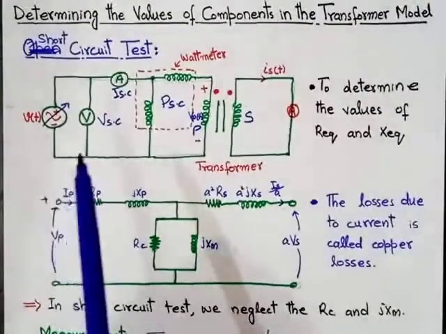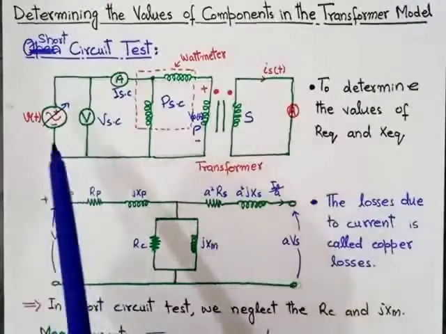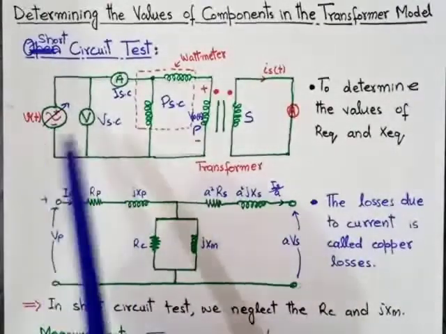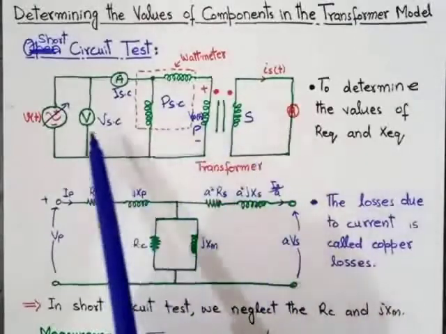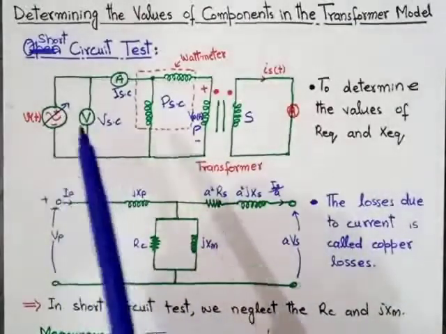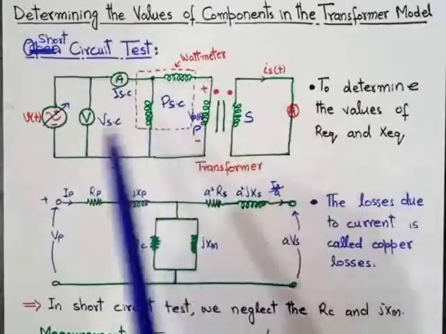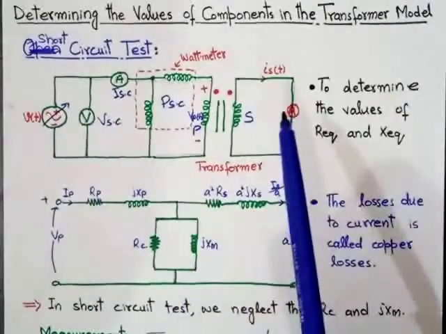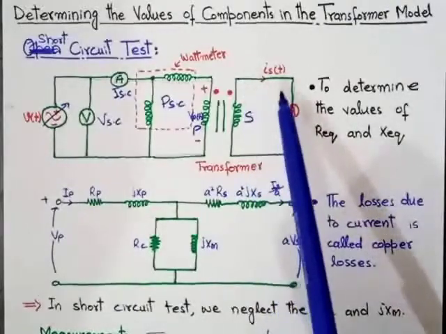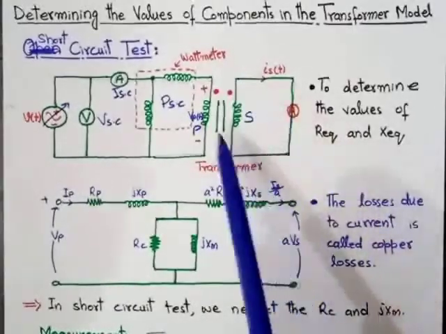As in the short circuit test, we will apply reduced voltage because the secondary side is short. We will change the voltage up to the rated secondary current. It means we will vary the voltage up to the point where the rated current will flow across the secondary circuit of the transformer.